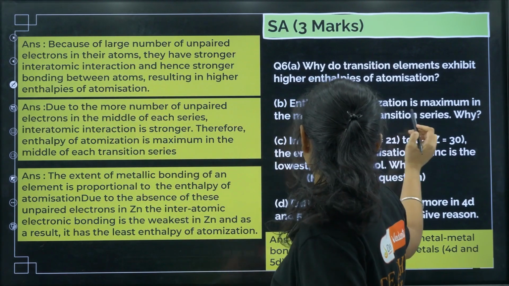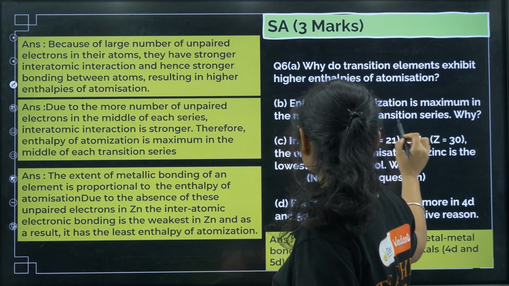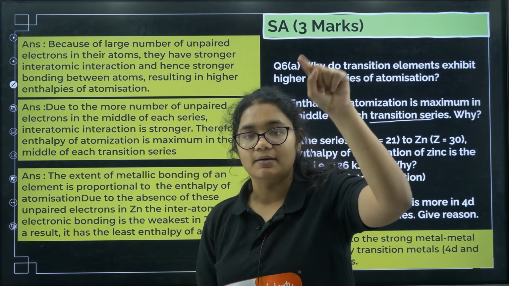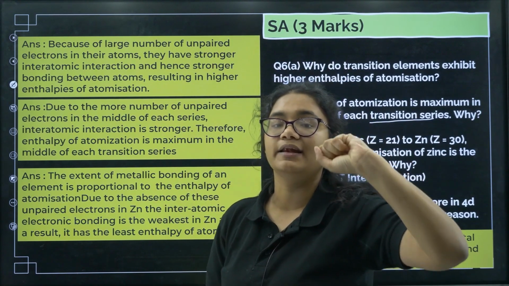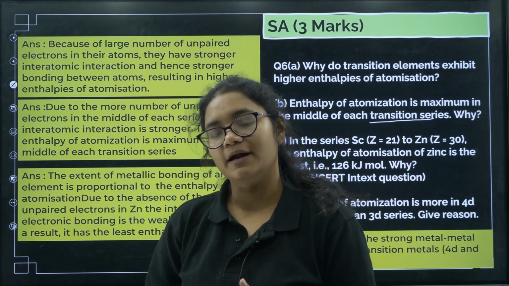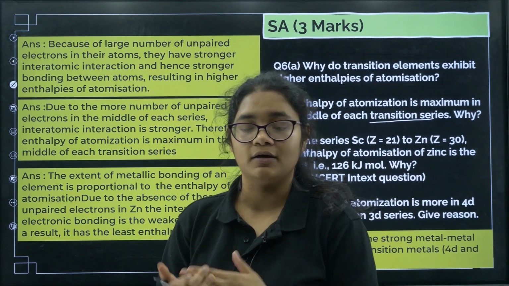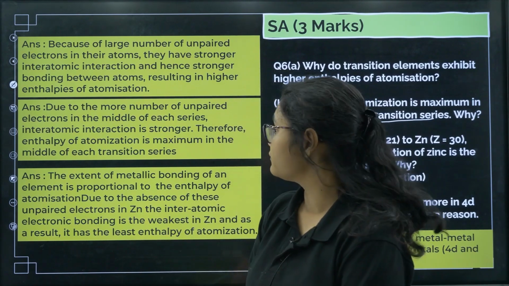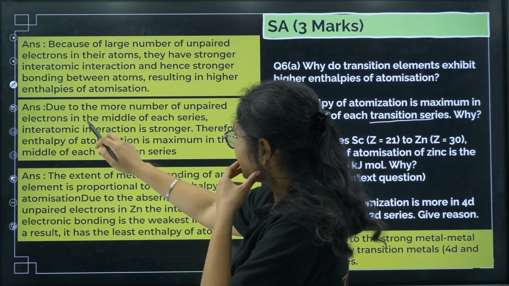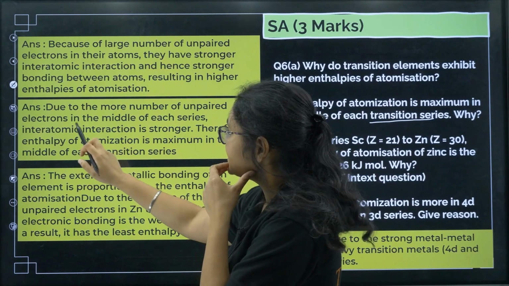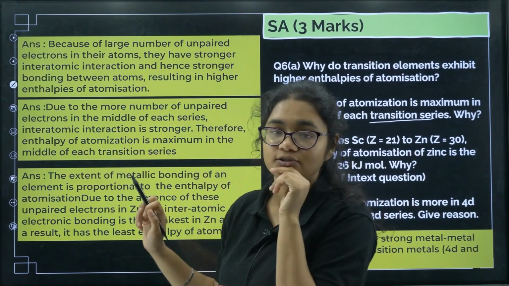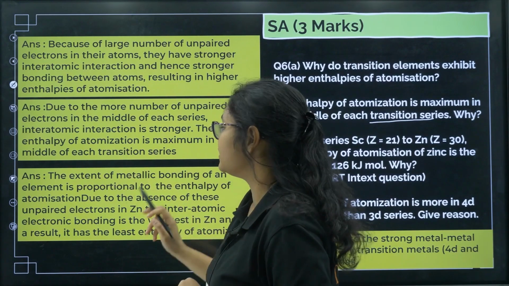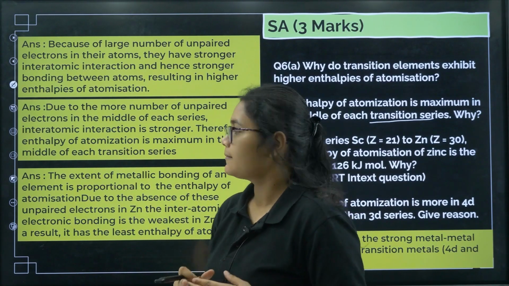Clear? Next, why is the enthalpy of atomization maximum in the middle of each series? In the middle of each series, the number of unpaired electrons is more. More unpaired electrons means stronger bonding. More stronger bonding means what we will get? Due to the larger number of unpaired electrons in the middle of each series, interatomic interaction is stronger. Therefore enthalpy of atomization is maximum in the middle of each transition series.